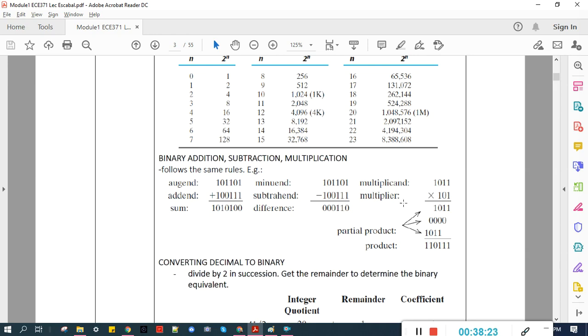Multiplying binary numbers is the same with the usual way that we multiply numbers in decimal, except that this is much simpler because you're only dealing with ones and zeros.